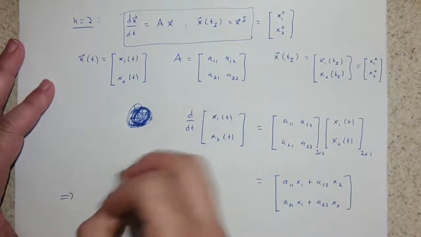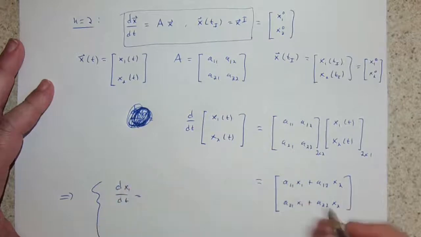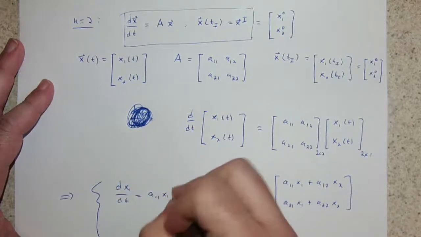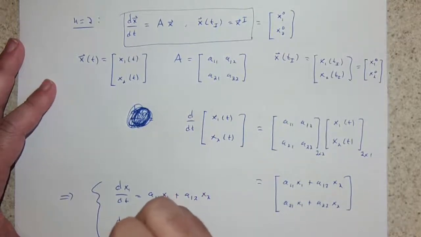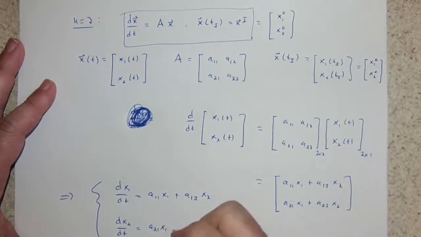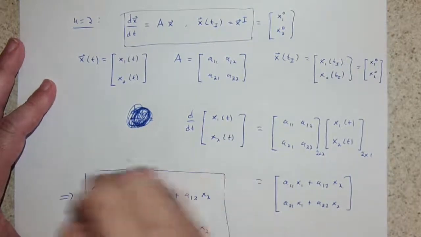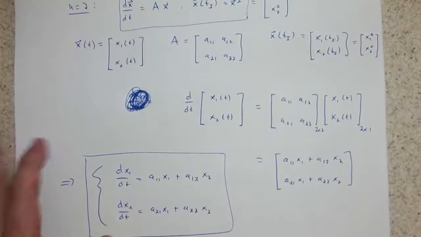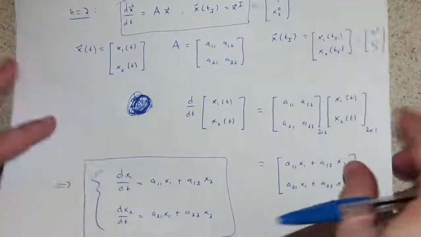So rewriting this, if two vectors are equal, that means each component in the vector is equal. So that leads me to what I was about to write, which was dx1 dt is equal to a11 x1 plus a12 x2, and dx2 dt is equal to a21 x1 plus a22 x2. There is what my system of equations looks like when I write it out like this. So let's do a specific example, right?